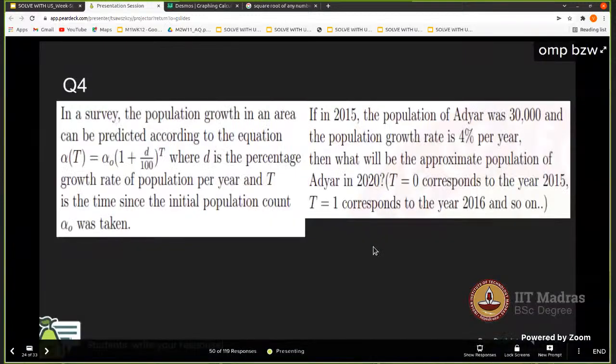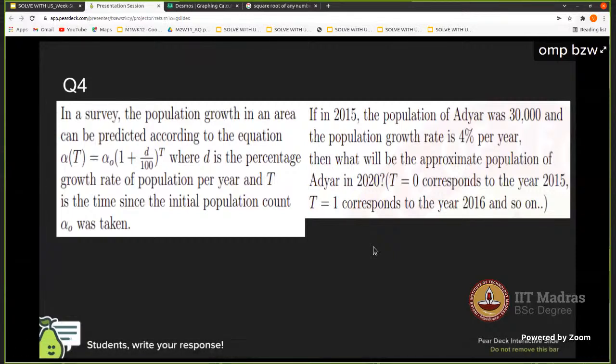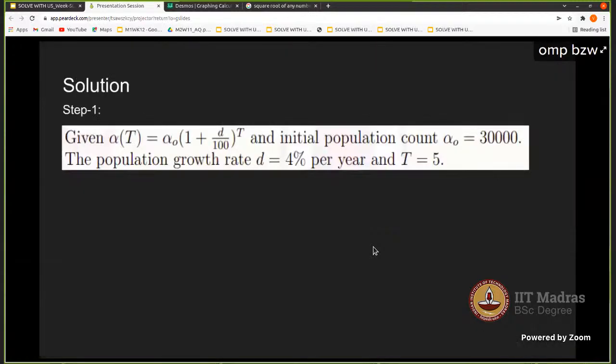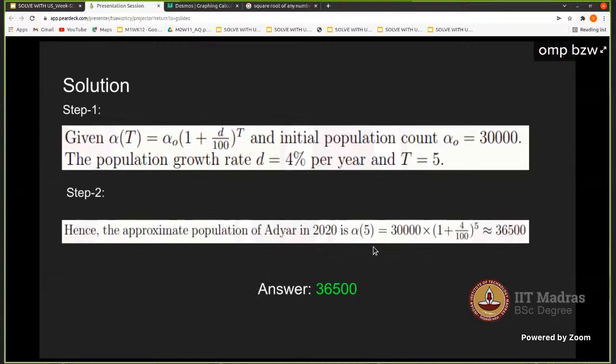So the same thing: identifying the variables is the task. So d is 4%, alpha naught is 30,000, t is 5. t is 5 because 2020 corresponds to t equals 5. So identify what is alpha naught, what is d, and what is t. Once you have identified it, it's just a matter of substitution. You will get 30,000 into (1 plus 4 by 100) whole to the power 5.